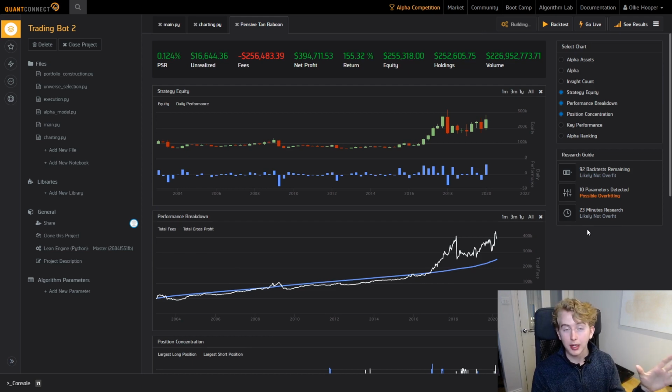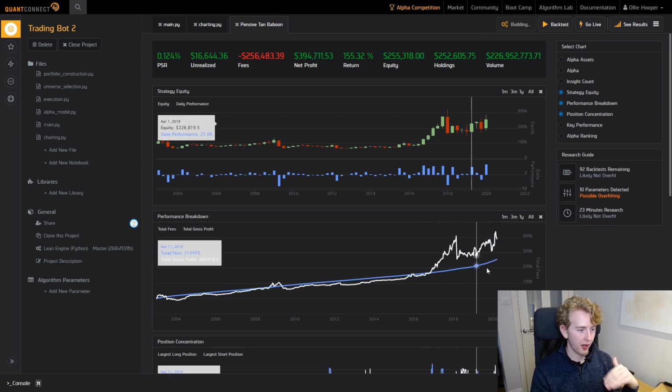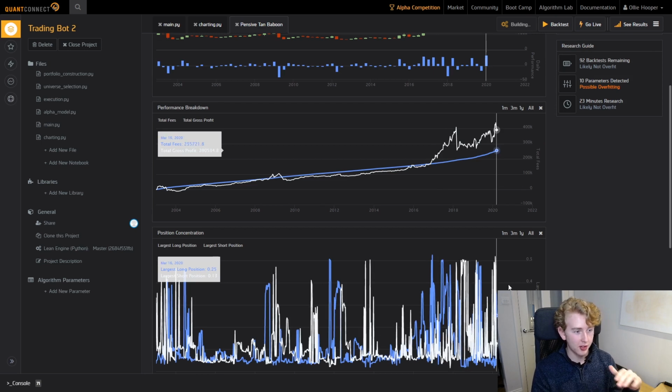So that's, we're going to be looking at optimizing our portfolio to start minimizing these fees, reducing this position concentration.